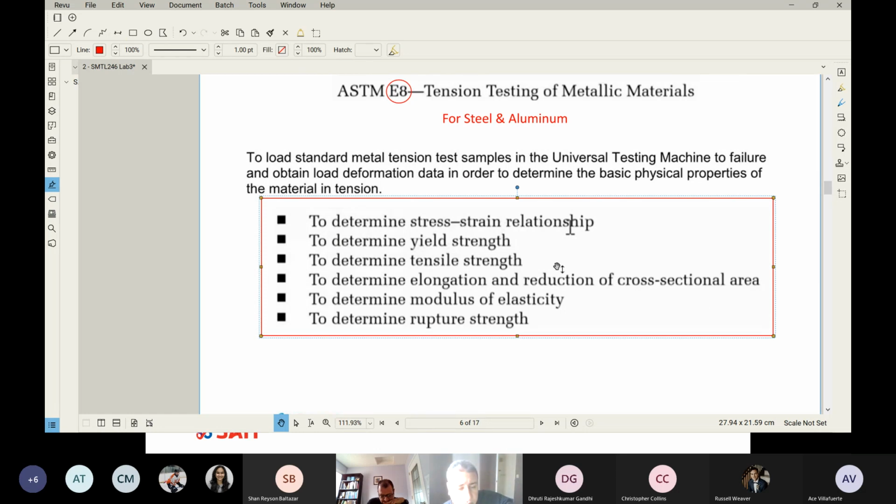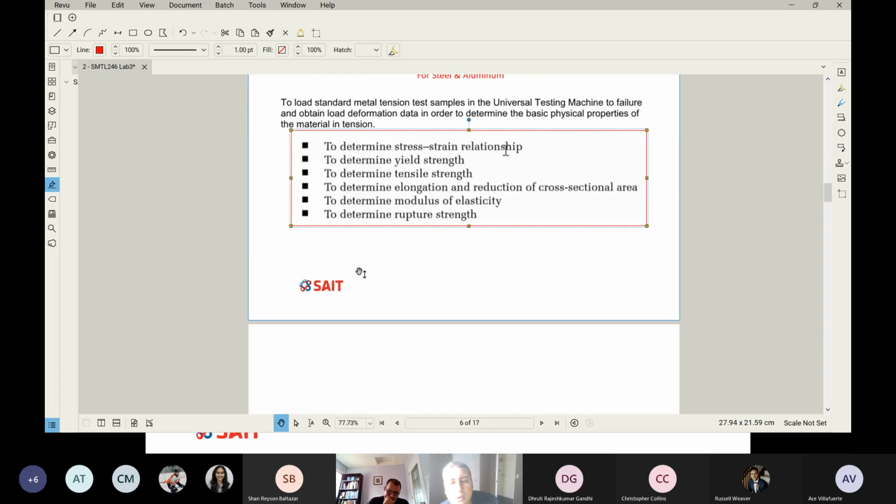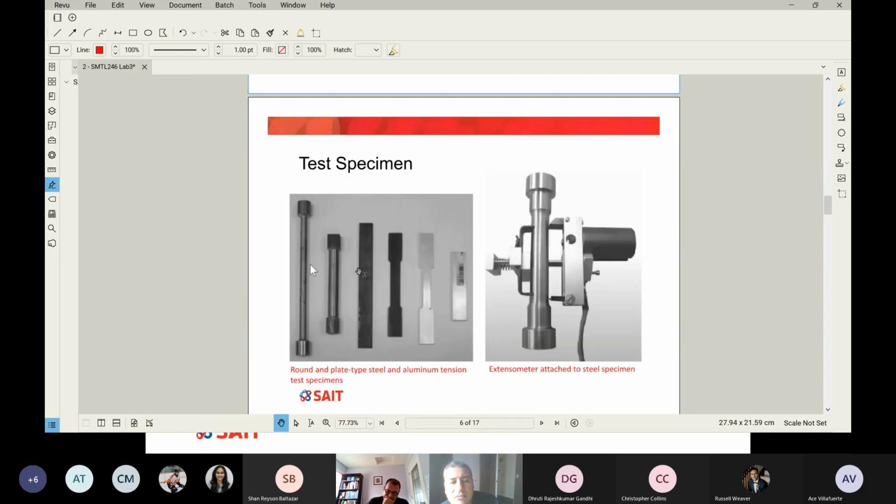Number one, we want to establish the relationship between stress and strain. We need to find some values for something called yield strength, some values for the tensile stress. We also want to find the modulus of elasticity, very important. And then finally, we want to find the rupture strength. I'm going to show you how we can find all these numbers or observations from the test. Okay, so let's go to this slide here.